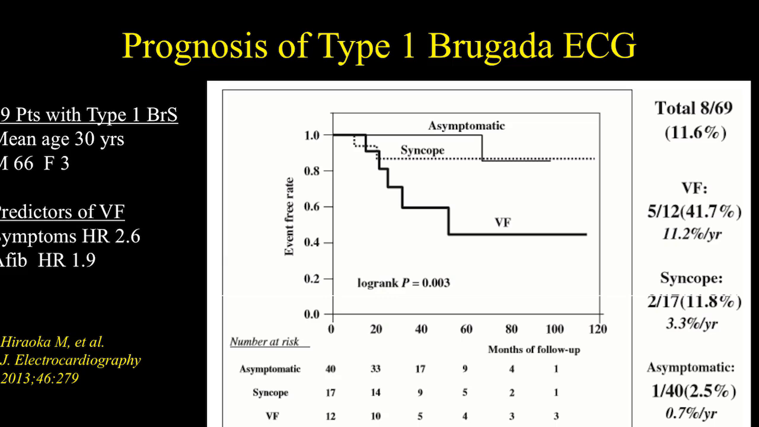If the patient has a Brugada EKG, and this is a study published from Japan in 2013, they had 69 patients, 66 males. It's a huge male predominance. If you're asymptomatic, your risk is actually pretty low. If you have syncope, your risk is significantly higher, about 11% per year. And if you presented with VF already, you have about an 11% risk of recurrent events. If you've had one event, you get a defibrillator. If you have syncope, you ought to think about a defibrillator. If you're asymptomatic, for the most part, we probably leave you alone.